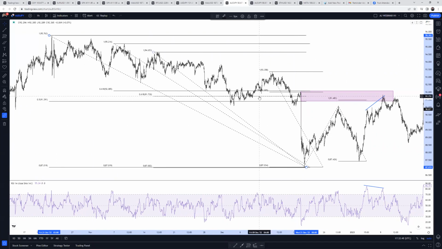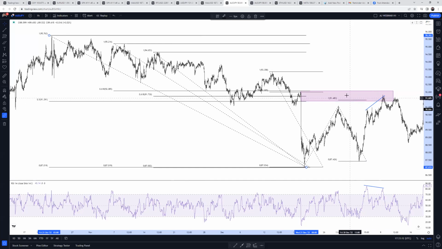Is there a defined way to find these lower highs? What I look for is at least a 38.2% retracement. As you can see, with all of these from the high to the low, we've easily had a 38.2% retracement. So that's really how I define the swings. At least a 38.2% retracement has to have formed.